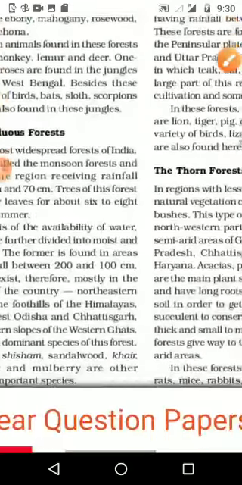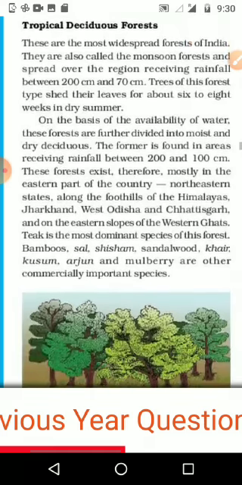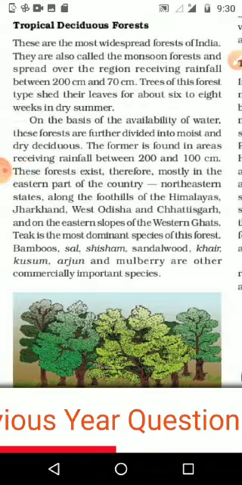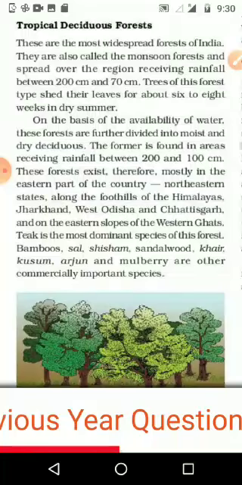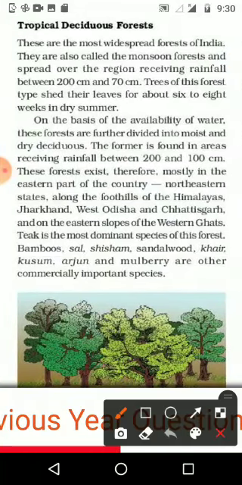So how do we identify the deciduous forest compared with the evergreen forest? The evergreen forest trees won't shed their leaves together, but the tropical deciduous forest trees shed their leaves in the dry summer season. On the basis of the availability of water, these forests are further divided into moist and dry deciduous. So again it is divided into two: moist deciduous as well as dry deciduous forest.